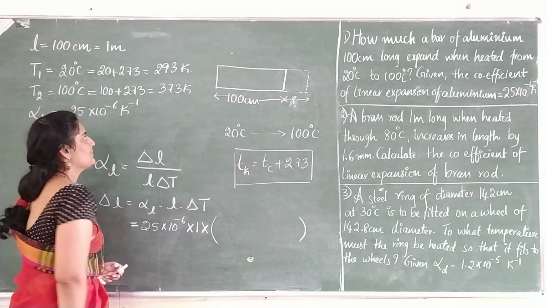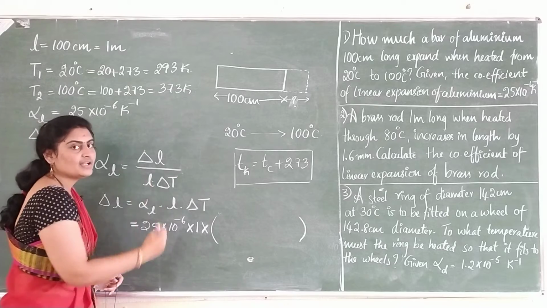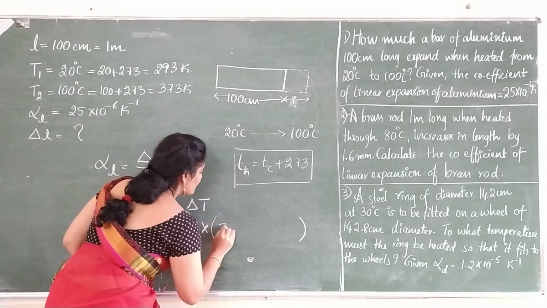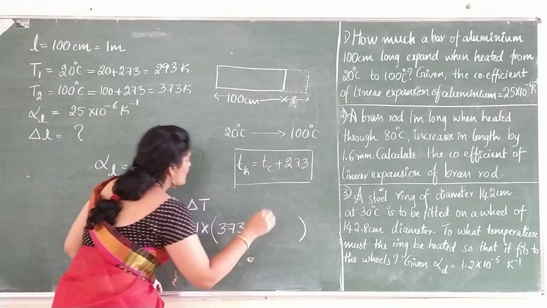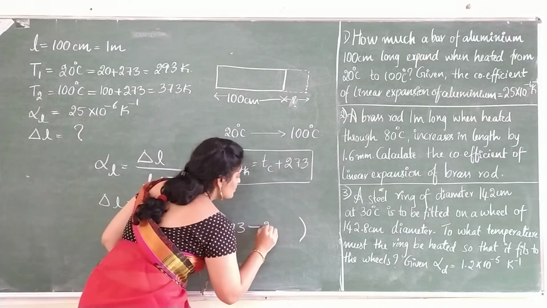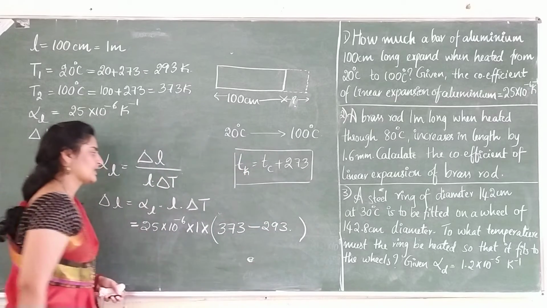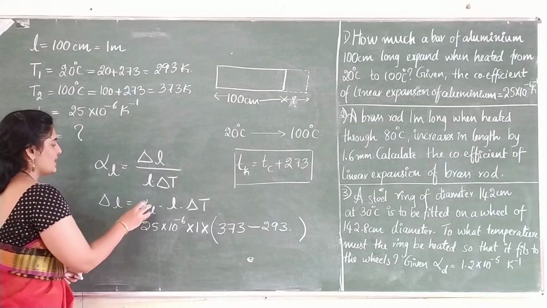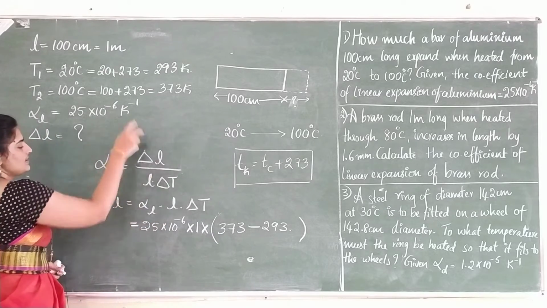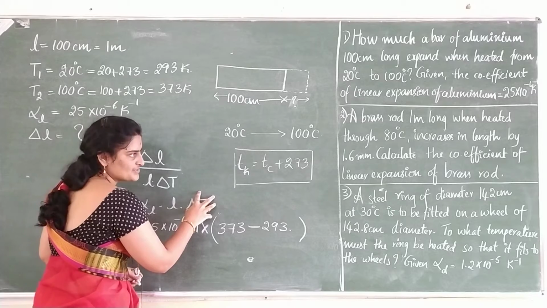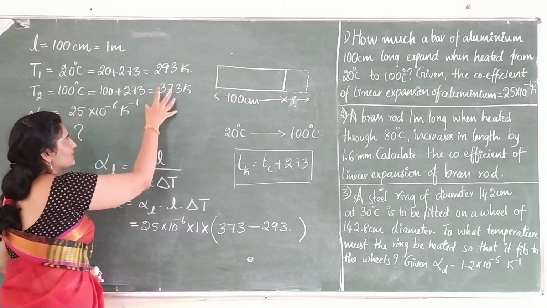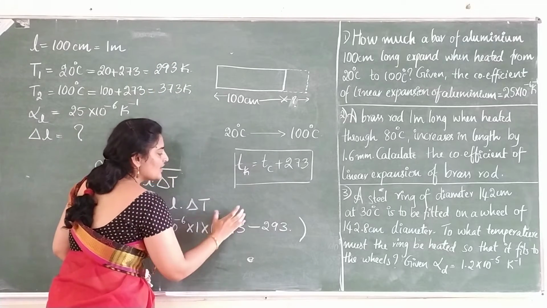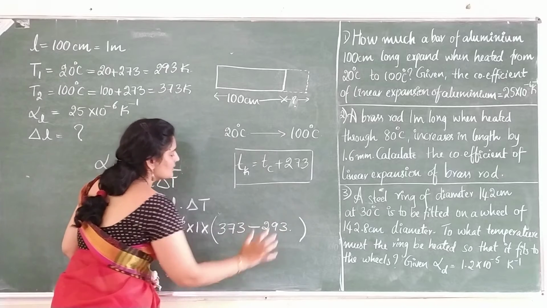Right, change in temperature. How to write? Higher value minus lower value. Higher value 373 minus lower value 293. This is how you substitute the values. Alpha L, L, delta T is nothing but change in temperature, the difference between the two. While writing, you have to write higher value first minus lower value.